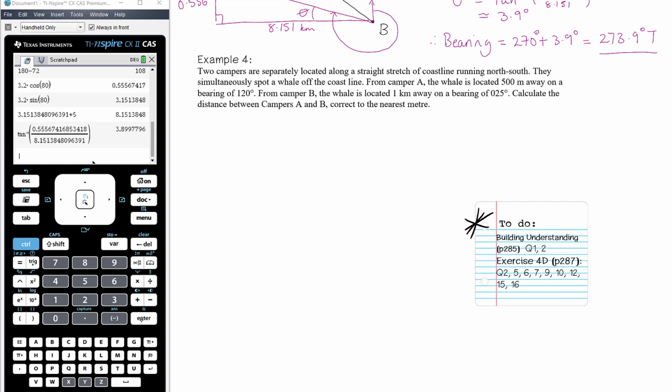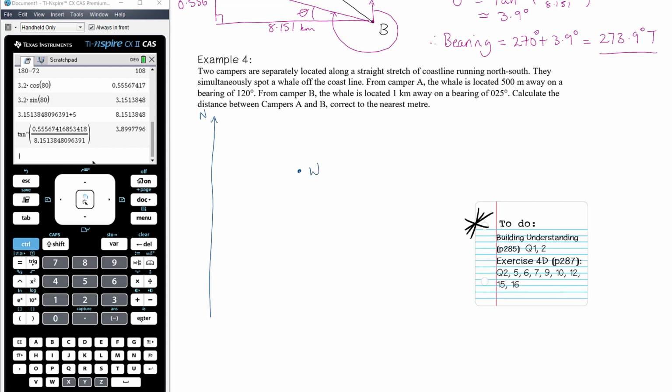Okay, so we really need to put a lot of information together here before we can draw this diagram. So let's say this is our coastline running north-south. Okay, so A and B are both on this line somewhere. Let's think about where the whale is. Okay, so the whale might be about here. Yeah, that'll do, I think.